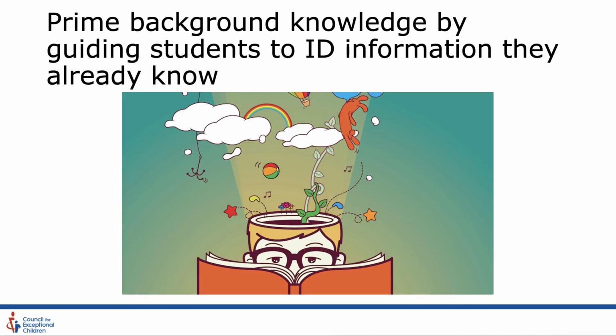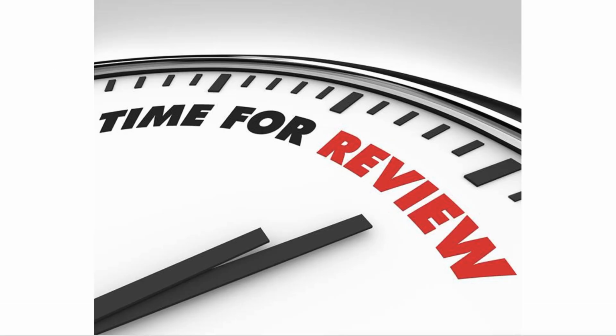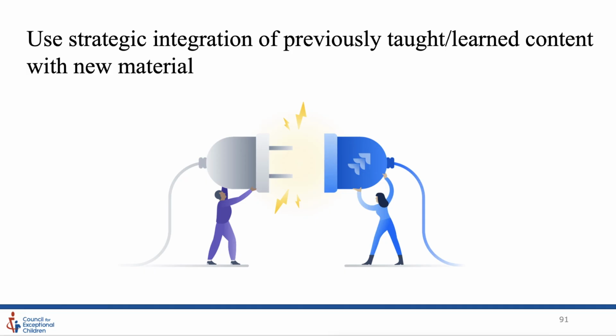And I want to prime the students' background knowledge by guiding them to identify information they already know. I can do this through a series of review activities, Kahoot, or other kinds of question and answer sequences provided by the teacher. I want to be strategic as I do this with how I integrate what I've taught before with the new information that's coming up.